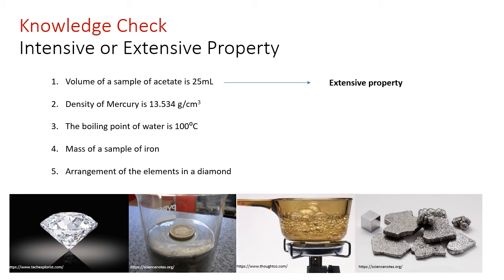The density of mercury is 13.534 grams per centimeter cubed. This is an intensive property. If I add more mercury or take mercury out, the density will remain the same. You'll learn more about density in a future chapter.